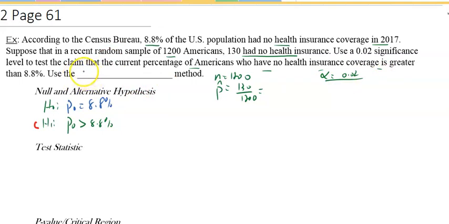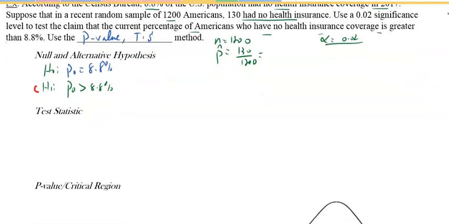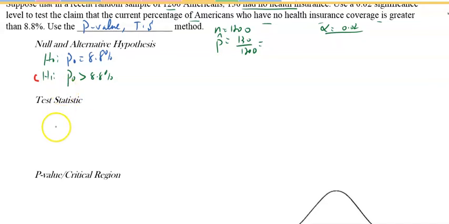We're supposed to use either a p-value or a test statistic. I'm going to use both on each problem. So if I want to go by the test statistic method, I'm going to use z equals p hat minus p naught divided by the square root of p sub 0 q sub 0 over n. And hopefully you remember how those go. I need to know where that is.